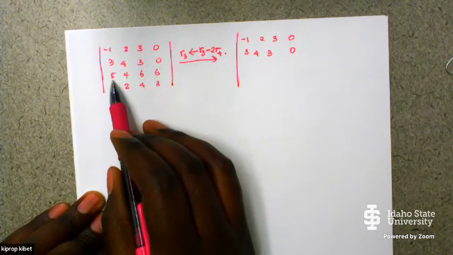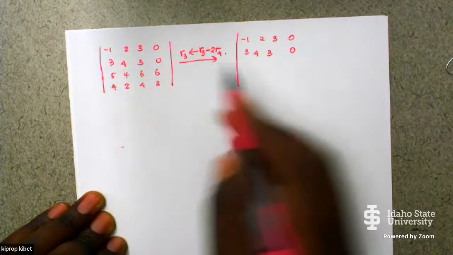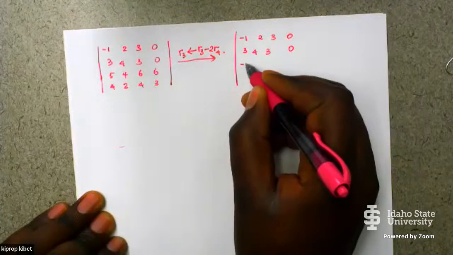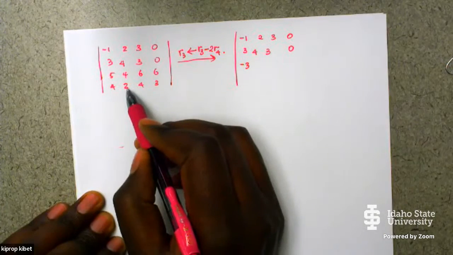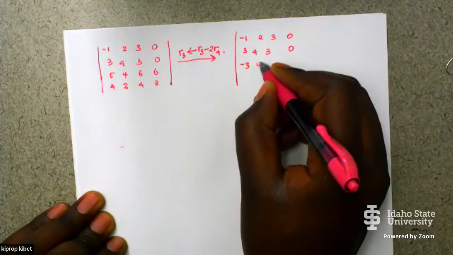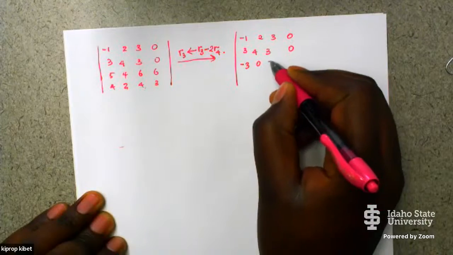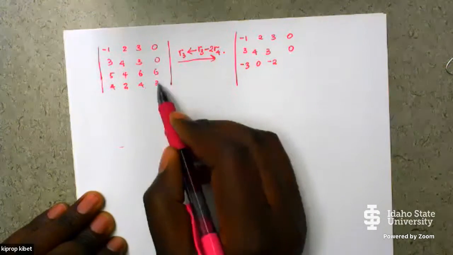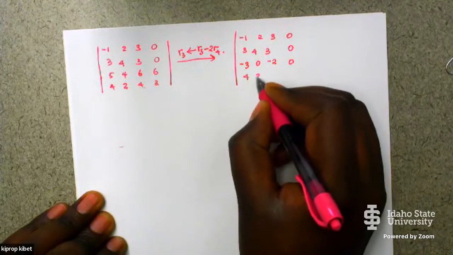So here in R3, 5 minus 8, you get minus 3. 4 minus 4, you get 0. 6 minus 8, you get minus 2. And then 6 minus 6, you get 0. And the last row remains the way it is.